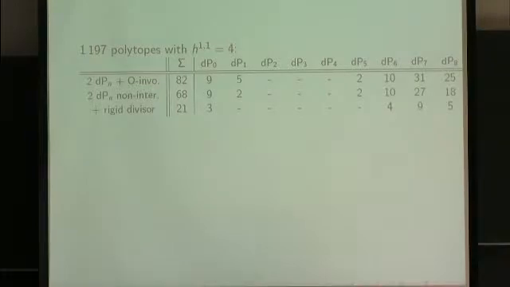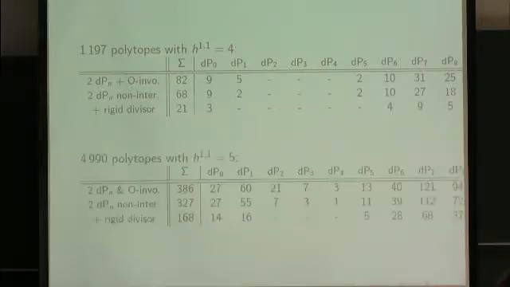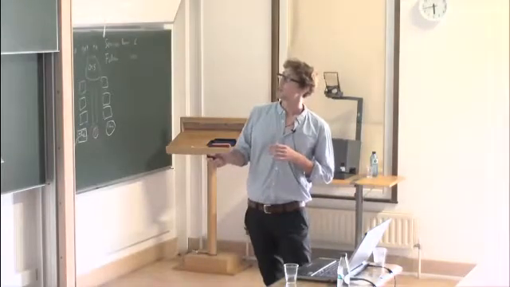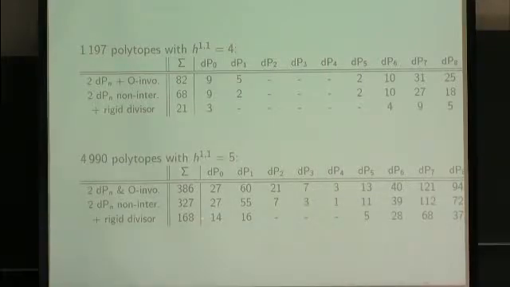Okay, 5 minutes. So this is the result that we obtain. In the case of h^{1,1} = 4, we obtain in the end 24 examples that met our constraints. So 2 del Pezzos, they are not intersecting, and the further rigid divisors, and this is split up for the del Pezzos. In the case of h^{1,1} = 5, we obtained 168, and I mean here we started already from 5,000 examples.